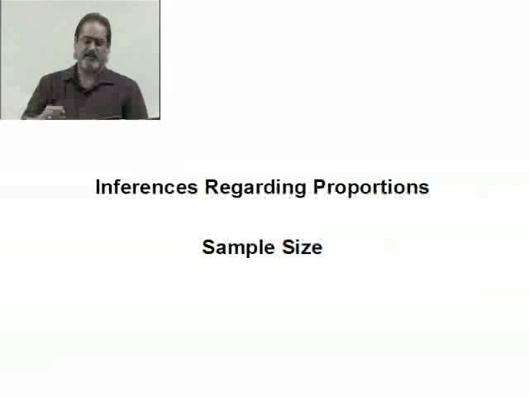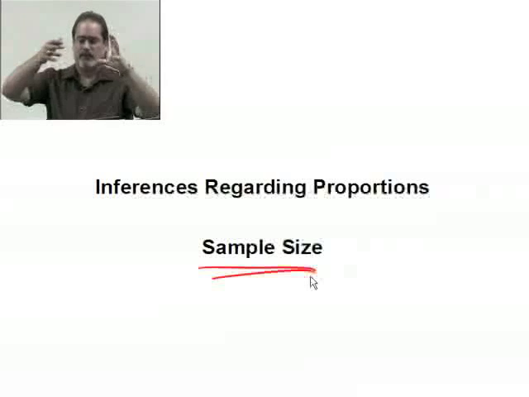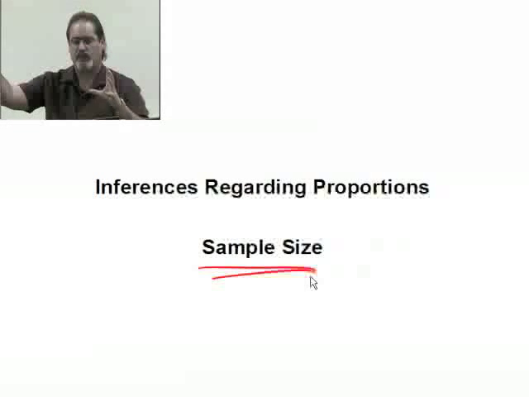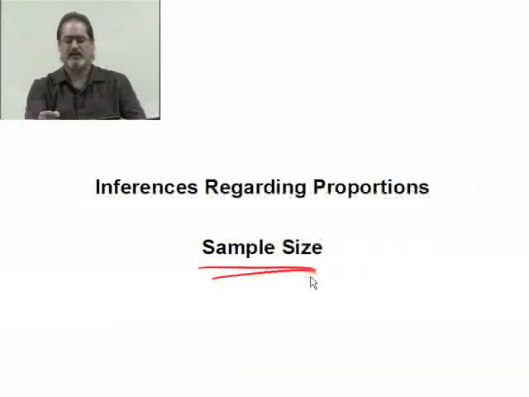Let's now talk about the idea of calculating sample sizes for proportion. We're going to make this calculation so that when we go out, we know what size of sample we should take. How many people should we contact for this survey, or whatever it is that we're actually doing? How do we know how many to contact?